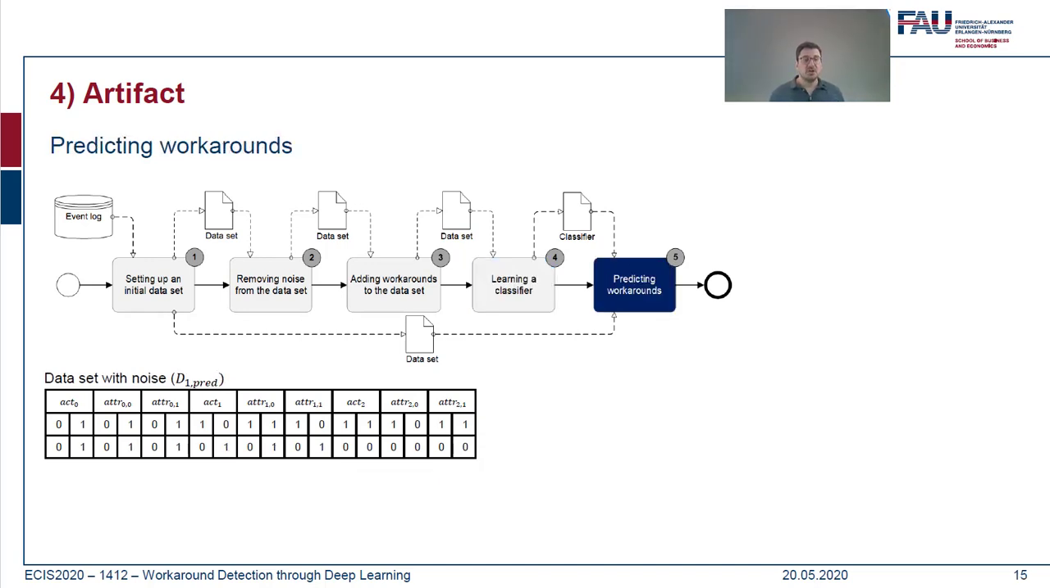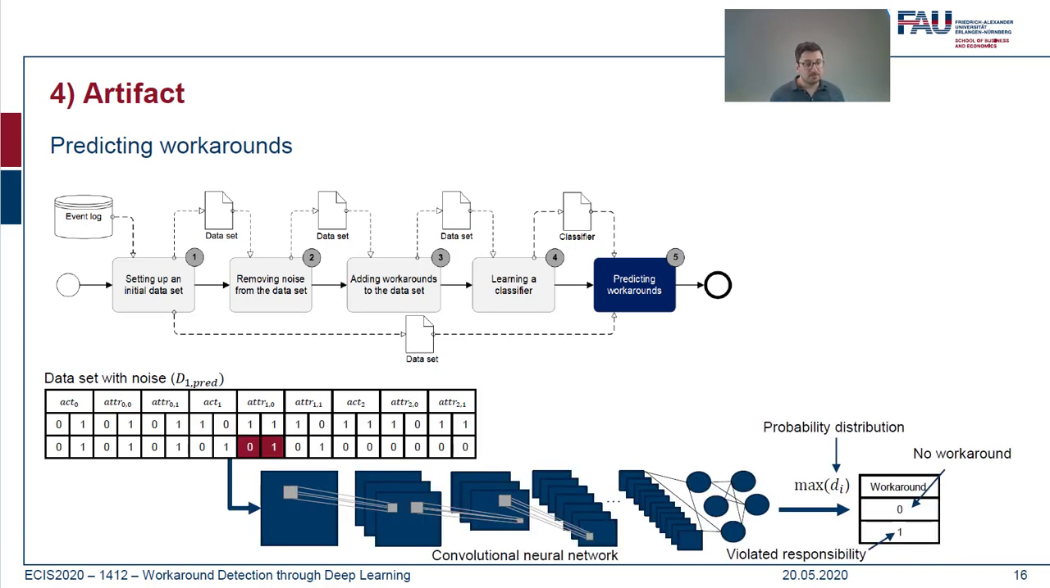Last, our method predicts for new data workarounds by using the CNN. For the first process instance, no workaround, represented by class 0, is predicted. For the second process instance, the workaround of the class violated responsibility is predicted, represented by the class 1.